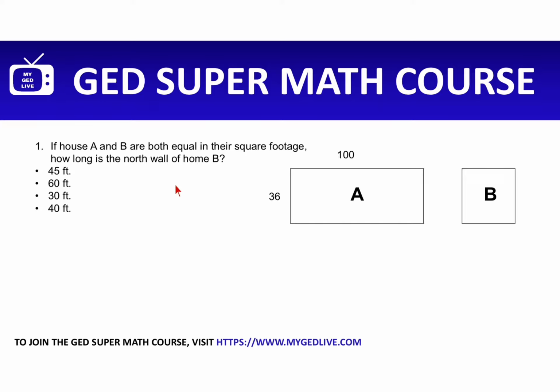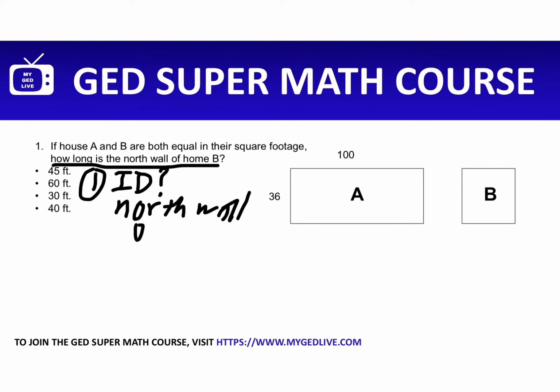So now we're going to take a look at this word problem. If house A here and house B here are both equal in their square footage, how long is the north wall of home B? So here's home B and here's its north wall. Every single time we do the same steps over and over again because it helps to ensure our success. So we identify the question. The question is, how long is the north wall of home B?